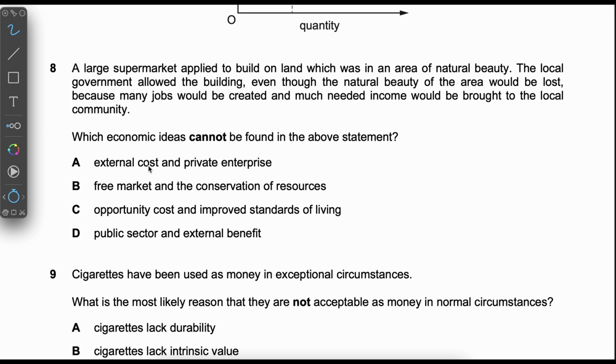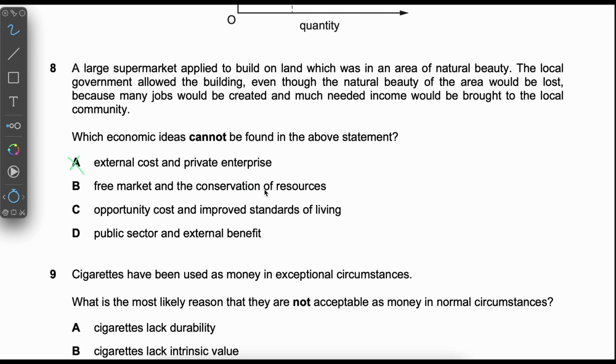A, external cost. Hopefully you would have noticed that the external cost would be the natural beauty of the area would be lost. That's your external cost. It's affecting third parties and it's negative. So we can actually immediately eliminate that. Don't even need to regard private enterprise.